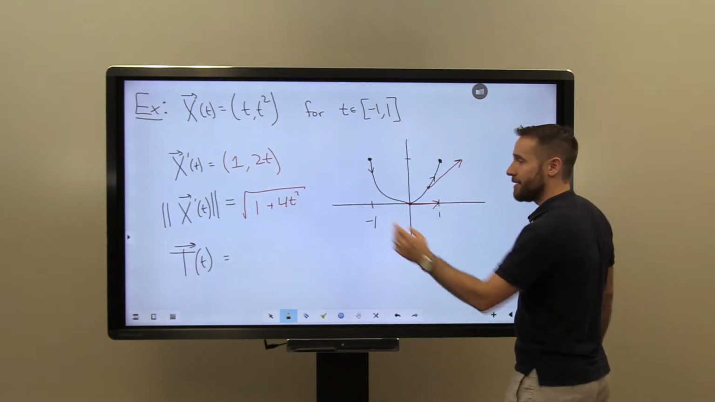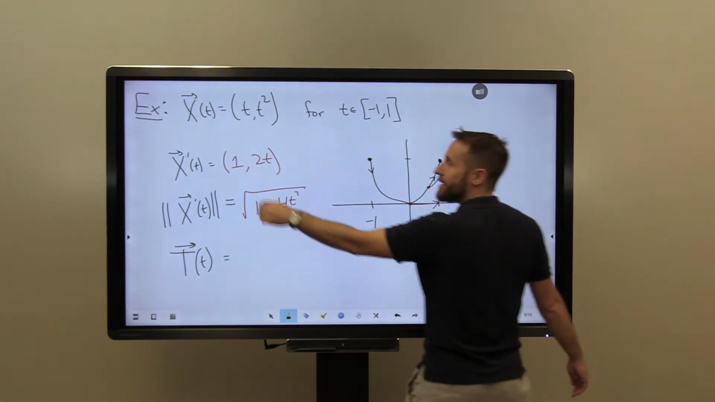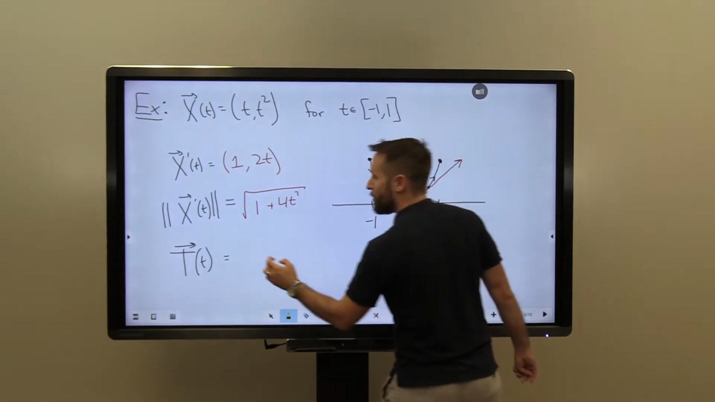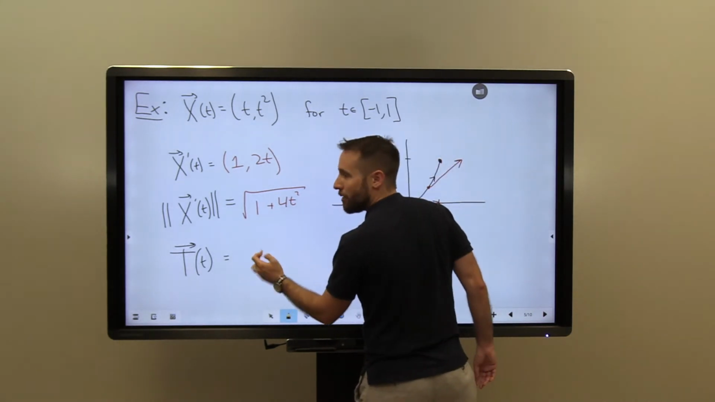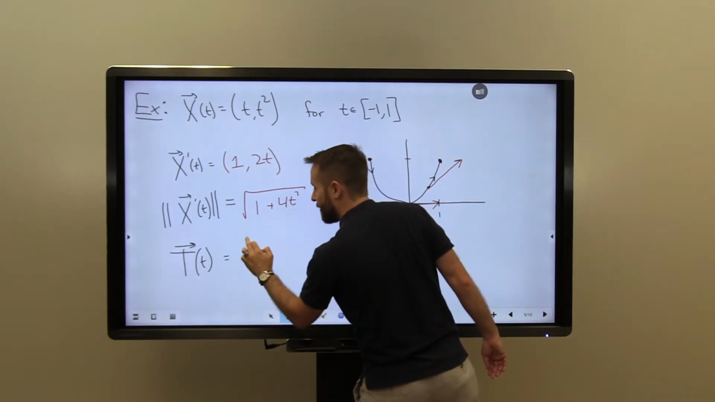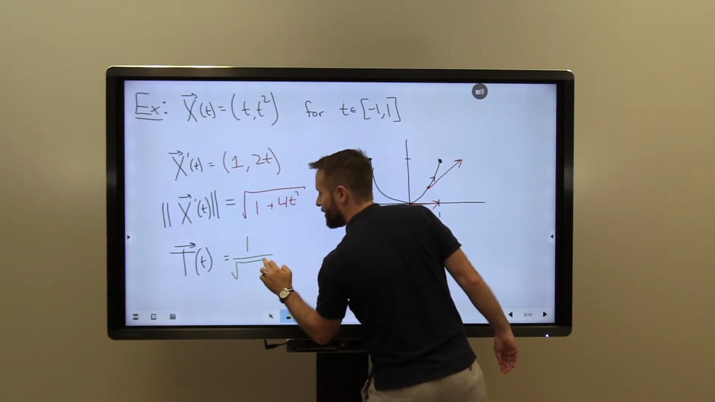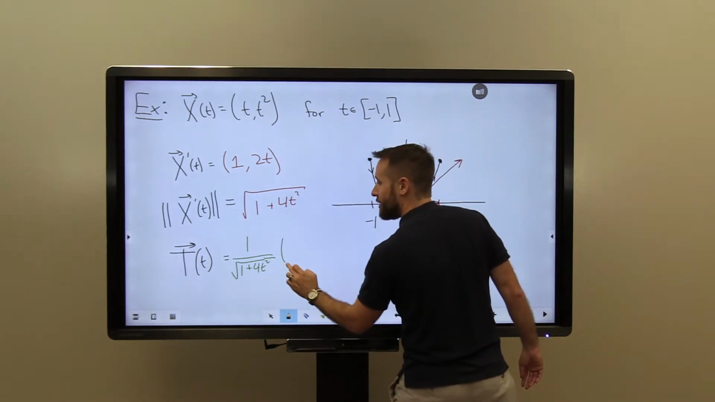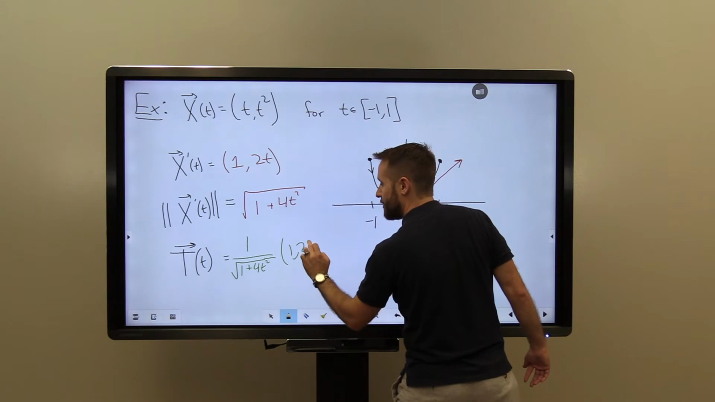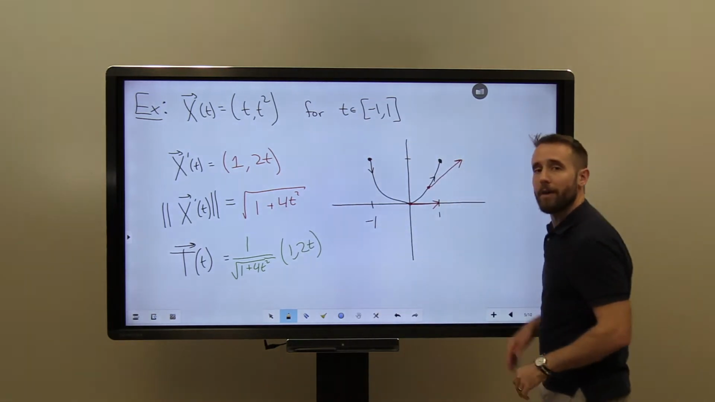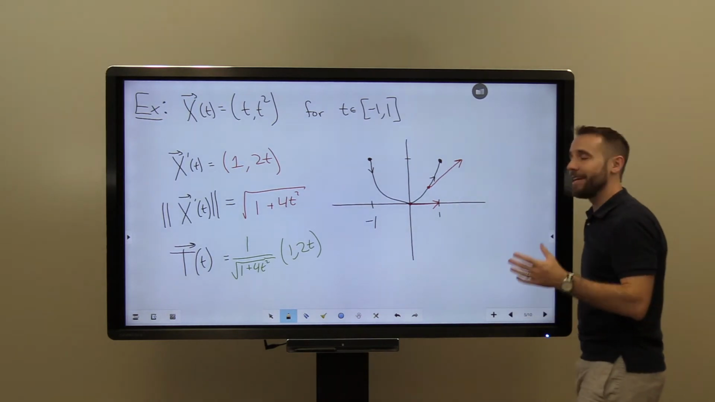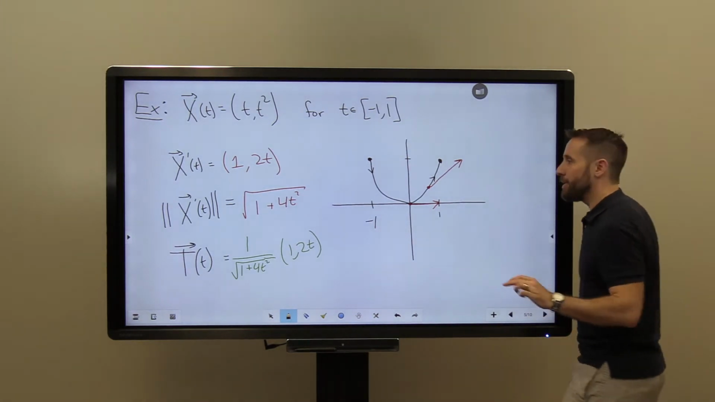what I could do is take, for my capital T, my x prime divided by the norm of x prime, and what I would end up with is a vector that looks like this. I'll write the scalar multiple out front. So it's really 1 over the square root of 1 plus 4t squared times the vector 1, 2t. And so what this has done is it's taking all these different tangent vectors and scaling them up or down to have unit length.